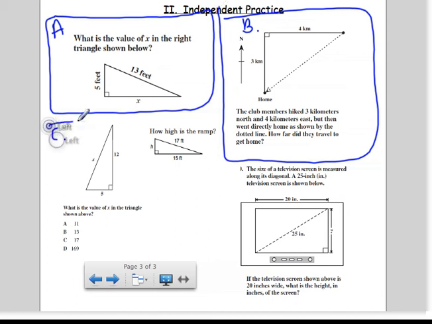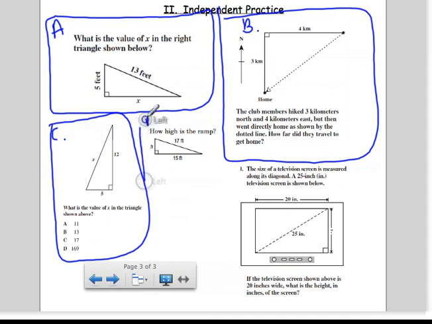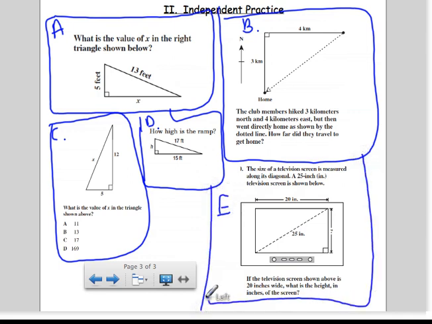Then you have problem C. What is the value of x in the triangle shown above? Problem D. How high is the ramp? And then problem E. Find the length of the missing sides. If you know that the diagonal is 25 and you know the width of the screen is 20.